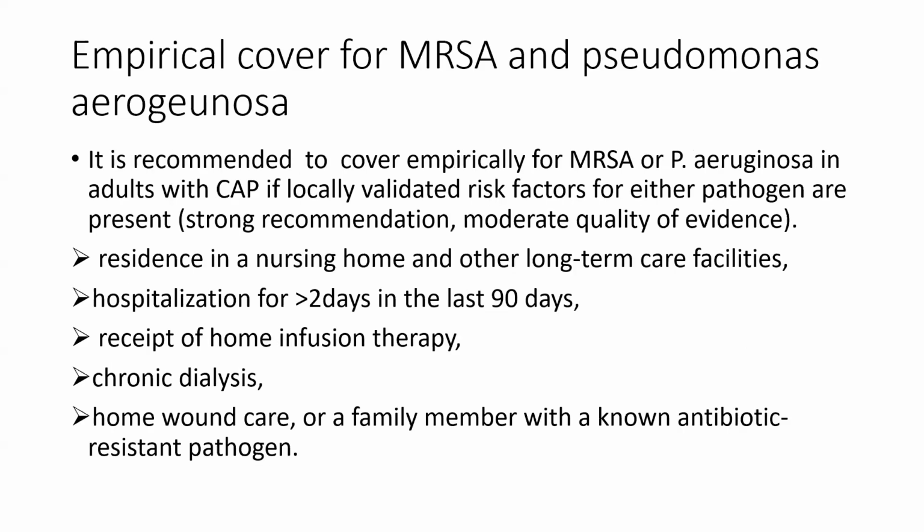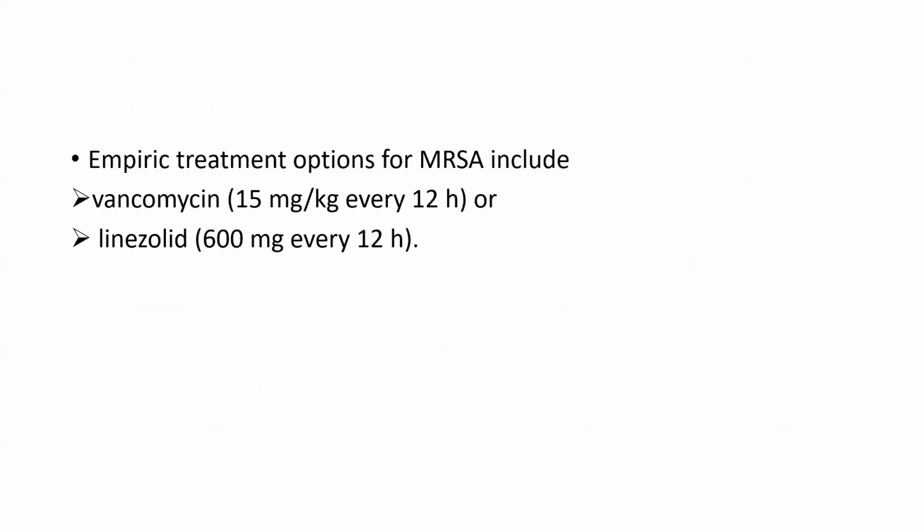So we can give empirical coverage of MRSA and Pseudomonas if the risk factors for MRSA and Pseudomonas are present, like residence in a nursing home or other long-term facility, hospitalization for more than 2 days in the last 90 days, recipient of home infusion therapy, chronic dialysis, home wound care, and a family member with a known antibiotic-resistant pathogen. Empirical treatment options for MRSA include vancomycin 15 mg per kg every 12 hourly and linezolid 600 mg every 12 hourly.